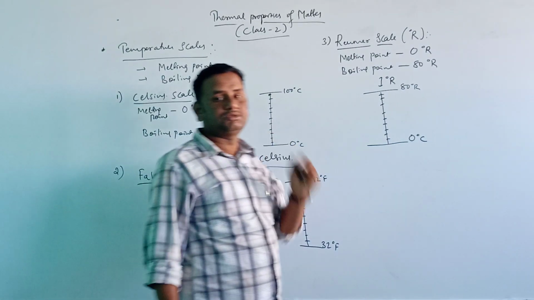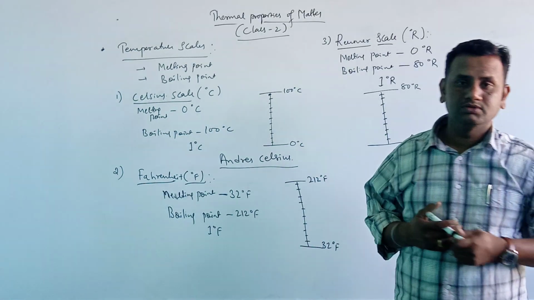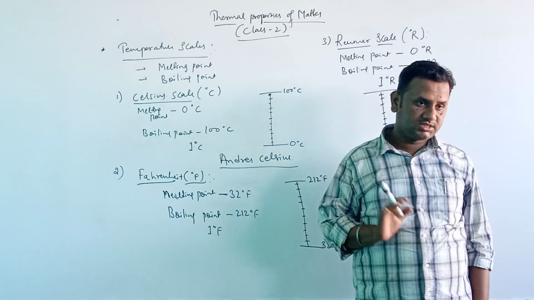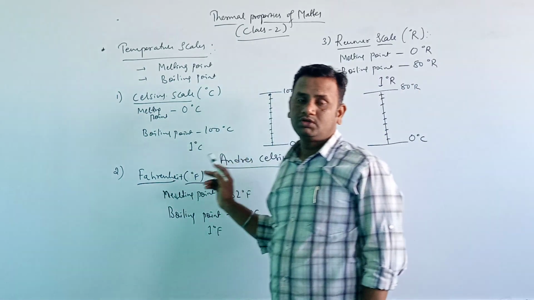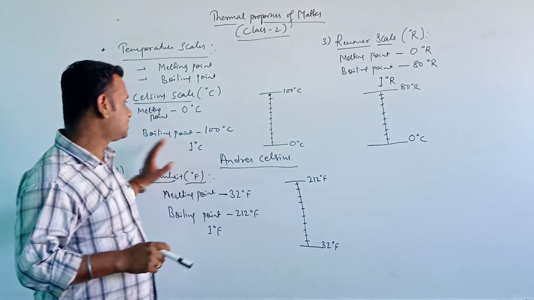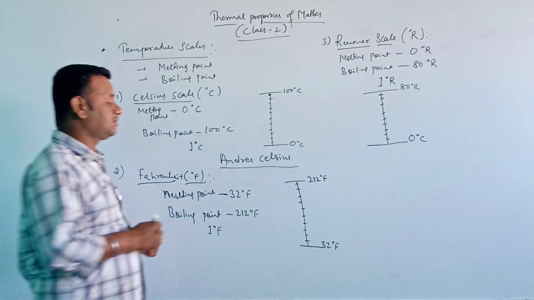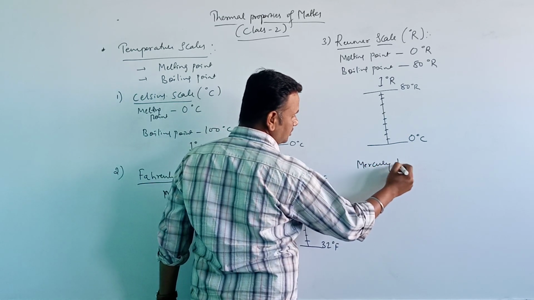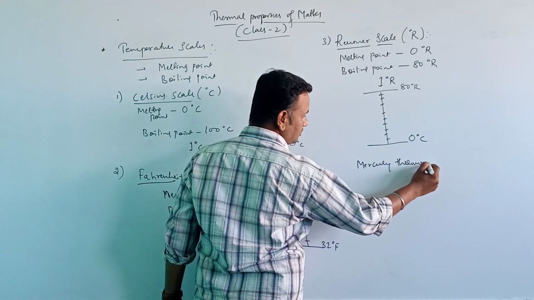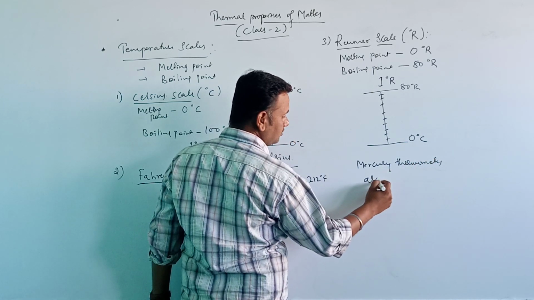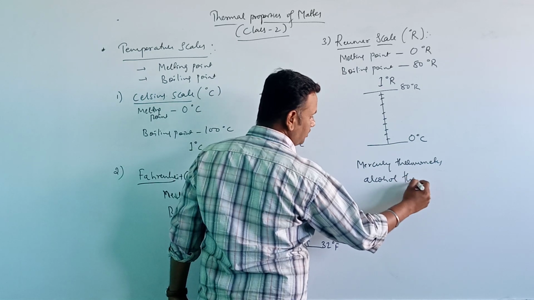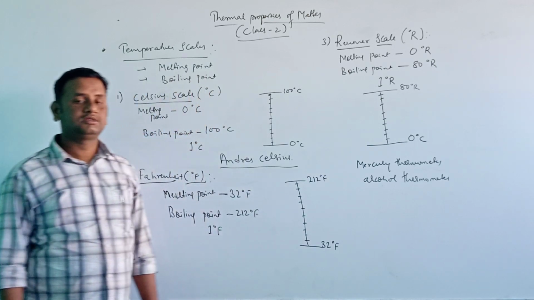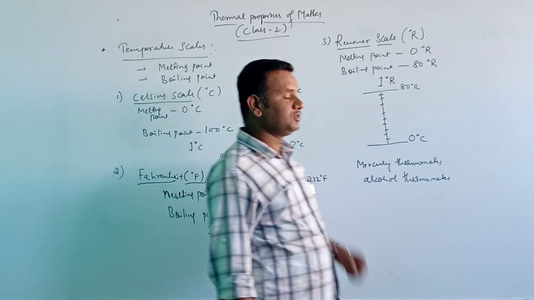So, the different temperature scales we are using. The most commonly used temperature scales are the Celsius scale and the Fahrenheit scale. These are the two most commonly used scales, and the most commonly used thermometers are the mercury thermometer and the alcohol thermometer.